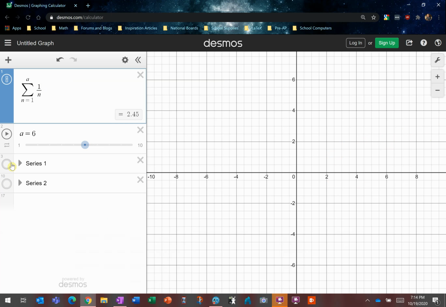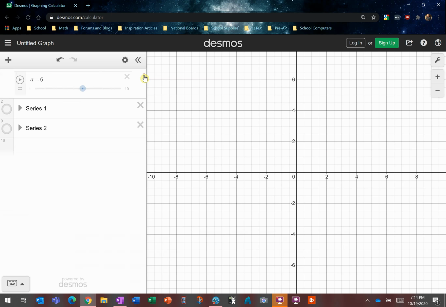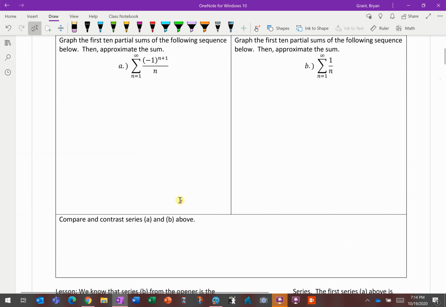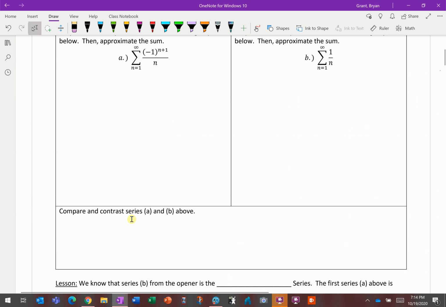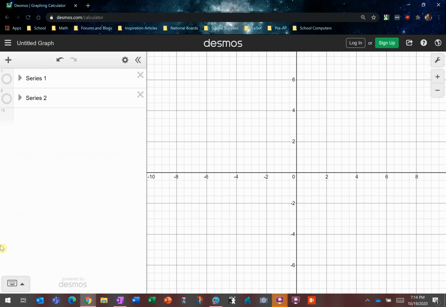We don't know too much about this guy down here. We're going to name him later on, but we get the idea, I think. So we're going to get rid of these two, don't need them anymore, and we'll see what we can do. Compare and contrast the series. We did that. They did ask us to approximate the sum.